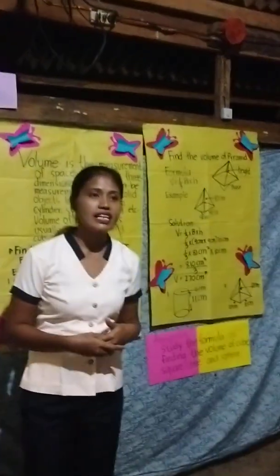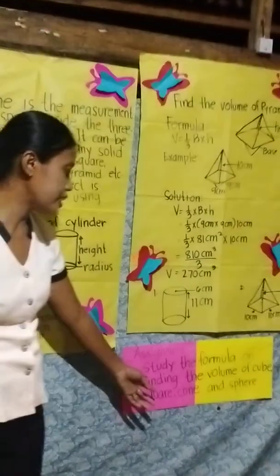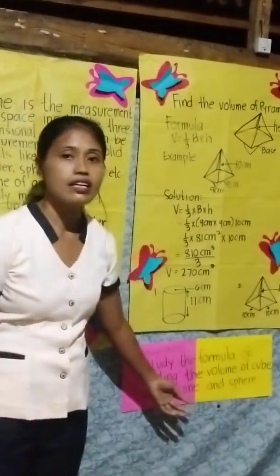For your assignment, class, study the formula on finding the volume of a cube, square, cone, and a sphere. So, that's all for today, class, and class dismissed.